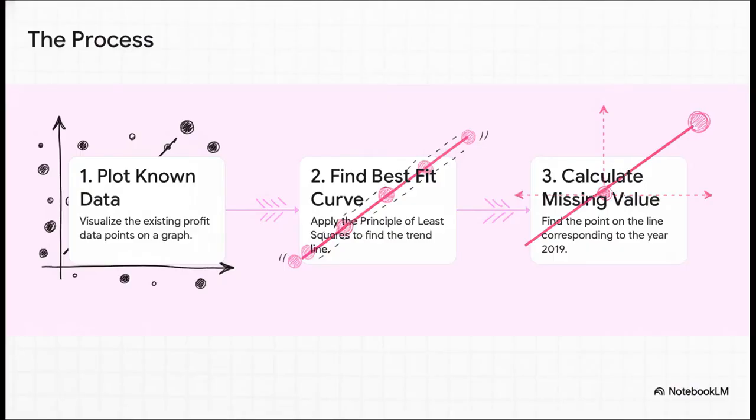So here's how an analyst would actually do this. It's basically a three-step process. First, you plot the data you have on a graph. You got to see the trend with your own eyes. Second, you use that principle of least squares to find the single most accurate trend line that slices through your data. And then finally, and this is the cool part, with that line in place, you just find the year 2019 on the bottom axis, look up to the line, and see what the profit value is. That's it. That's our interpolated estimate.